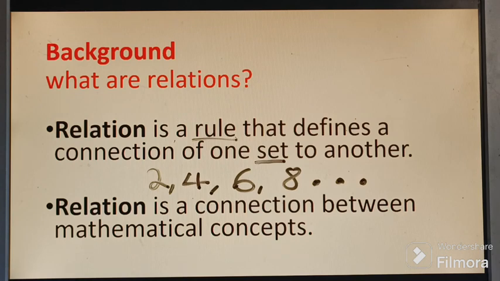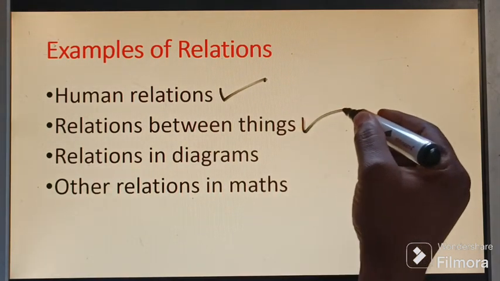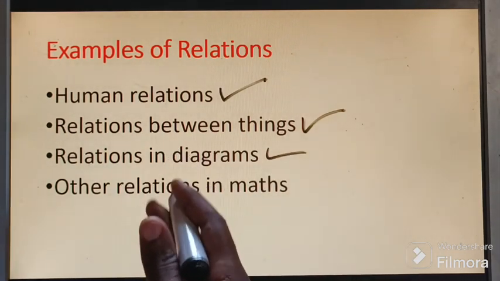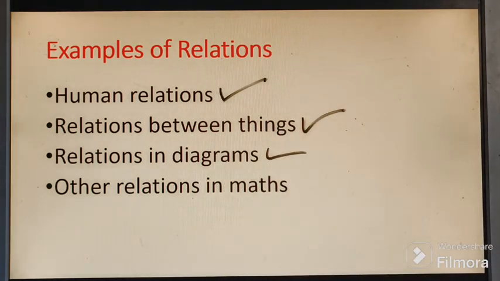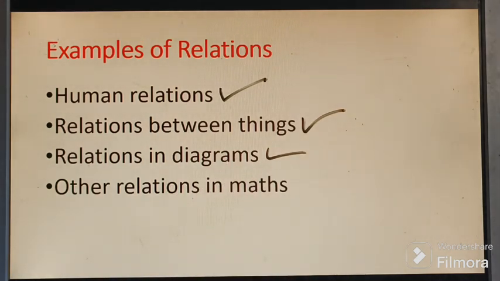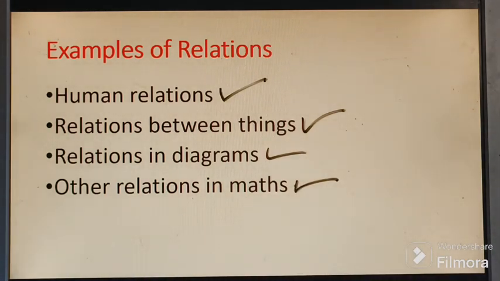Now, let's move forward. What are examples of relations? So when you use the word relation, it can also apply to human relations. As humans, we have relations. There can also be a relation between things. It can also be a relation in a diagram. So relations can also be represented in diagrams. And also we are going to look at other relations in mathematics.